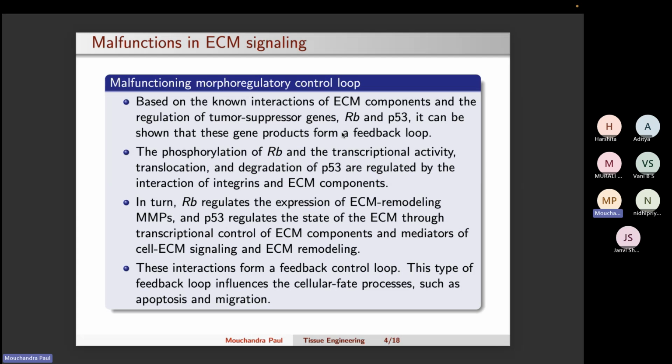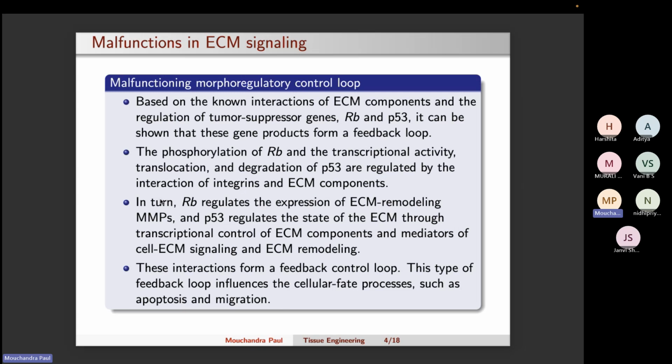These two proteins regulate, as well as interact with, the ECM component, and it happens in a feedback loop kind of mechanism. What happens is the phosphorylation of RB protein and the transcriptional activity, translocation, and degradation of P53 protein. These two activities are regulated by the interaction between integrin cell antigens present in the cell membrane and the ECM components. Means interaction between integrin and ECM component regulates the function of RB and P53.